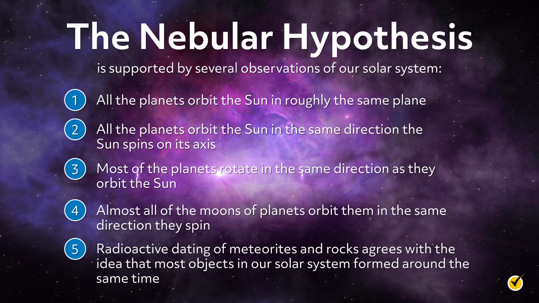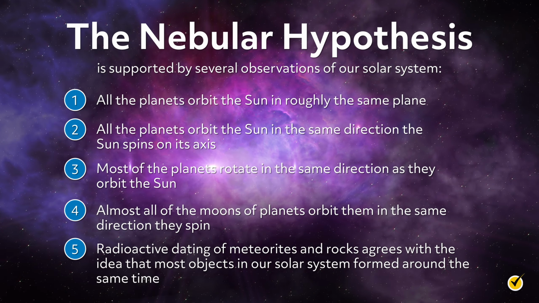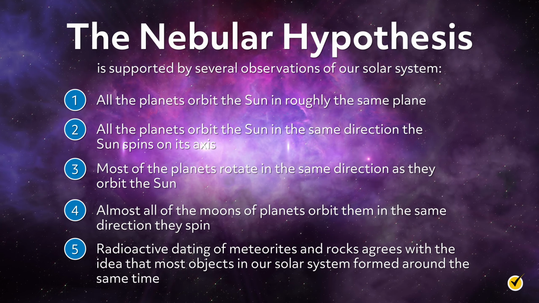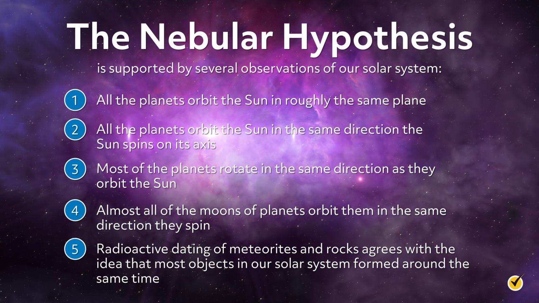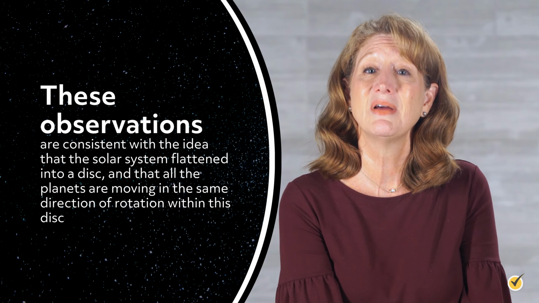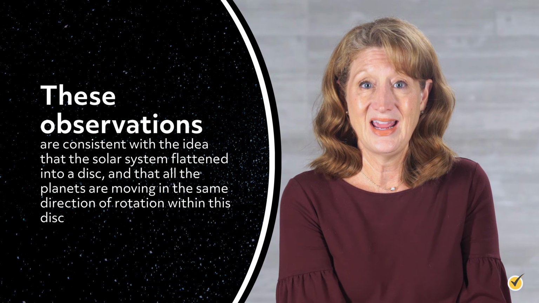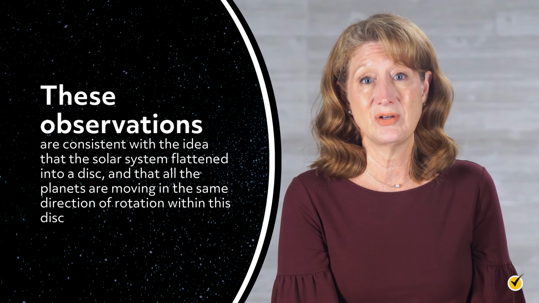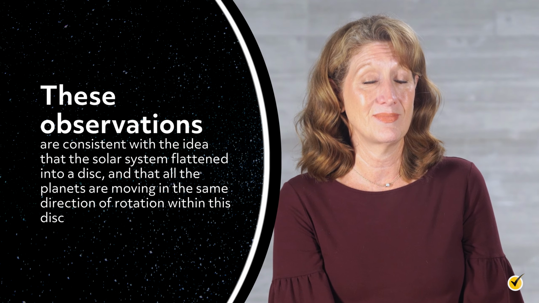And radioactive dating of meteorites and rocks agrees with the idea that most objects in our solar system formed around the same time. These observations are consistent with the idea that the solar system flattened into a disk and that all the planets are moving in the same direction of rotation within this disk.